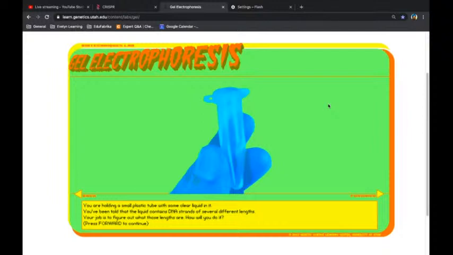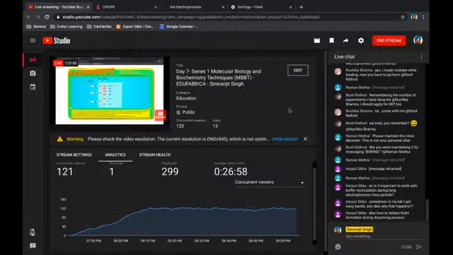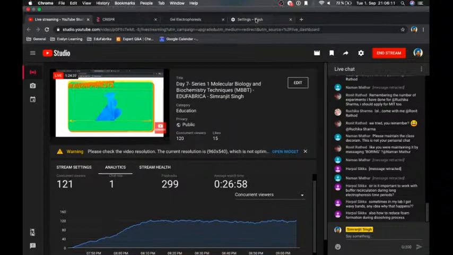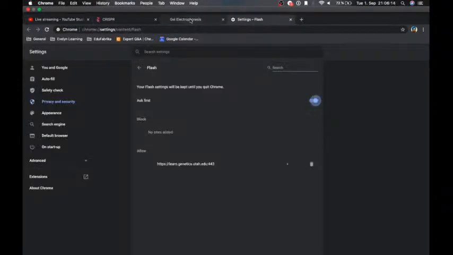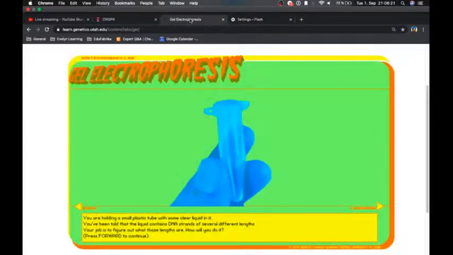Any questions so far? Wavy bands might be because of the sample, I guess. Sample preparation was not done well, or maybe the gel that you have prepared has some flaw, something went wrong, so that you got wavy bands. So some problem might be happening because of the gel, or somewhere other than the samples.